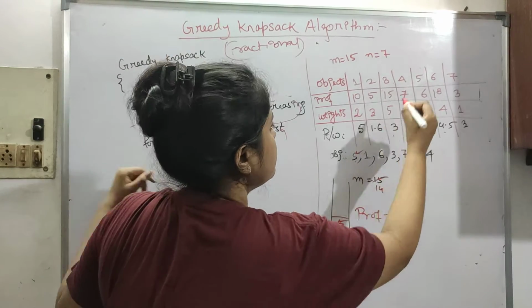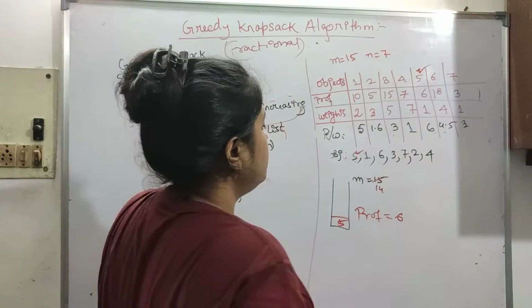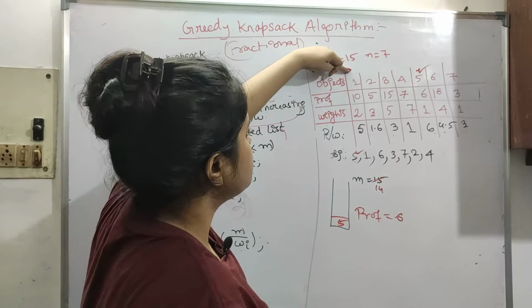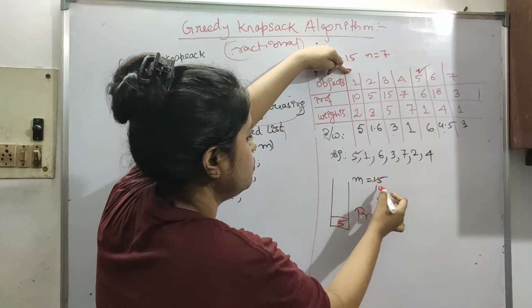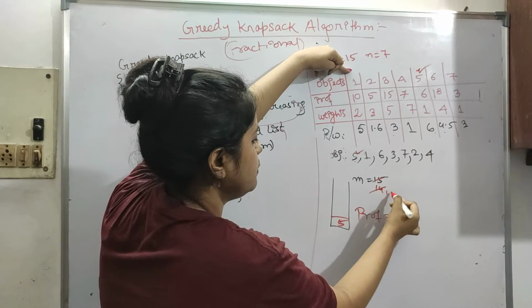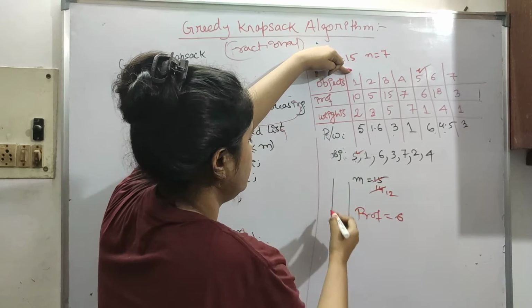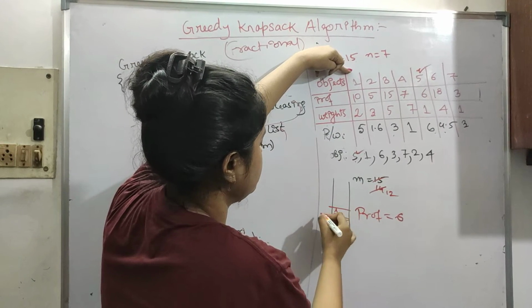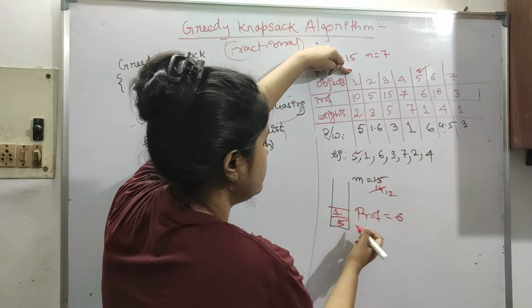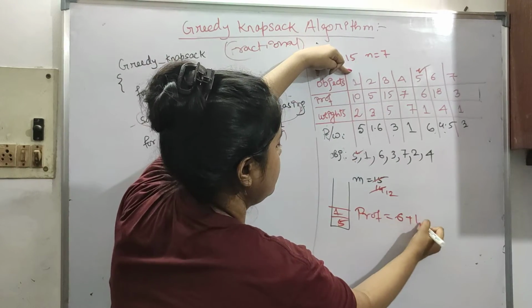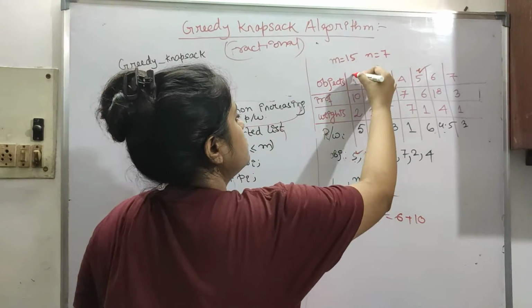So 5 was taken, 5 is done. So now 1. The first object is taken. The first object has weight 2, so we decrease the weight by 2. It will be 12. Okay. So we are taking object 1. These are objects. Okay. Object 1 is taken. So its profit is 10. So now this is also done.